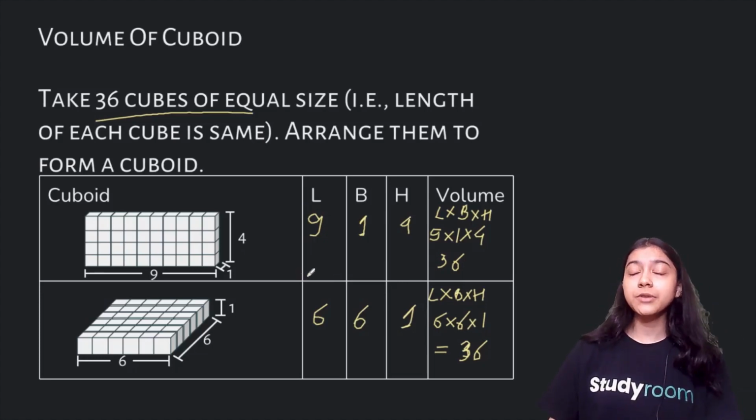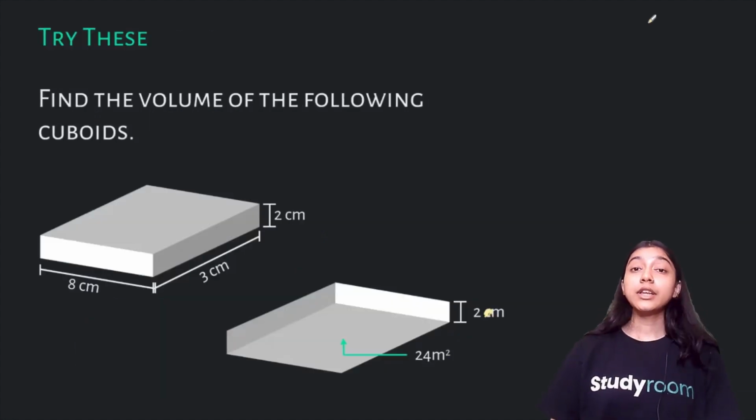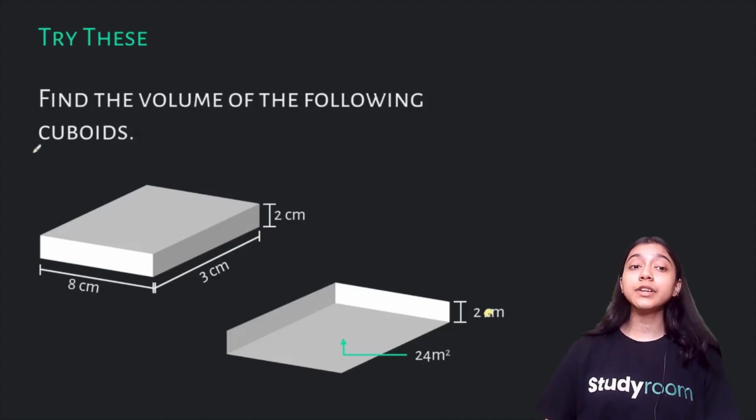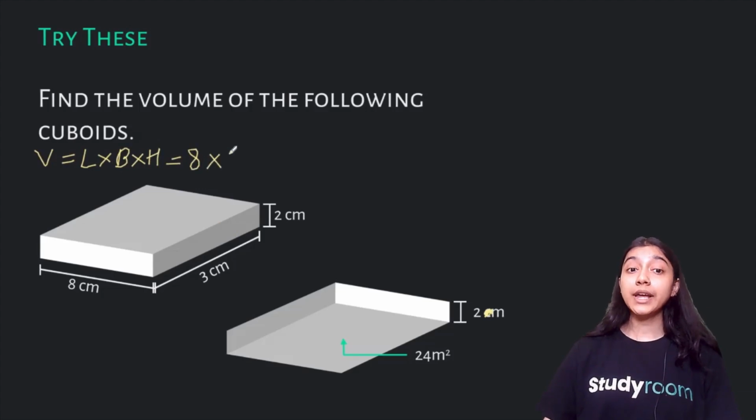So in whatever way we place, the amount of space, that is the volume, remains constant. Now let us try finding the volume of these two cuboids given. Over here, the length of this cuboid is 8, breadth is 3 and height is 2 centimeters. We know that the formula for calculating the volume of a cuboid is length multiplied with breadth multiplied with height. The length given over here is 8, breadth is 3 and the height is 2.